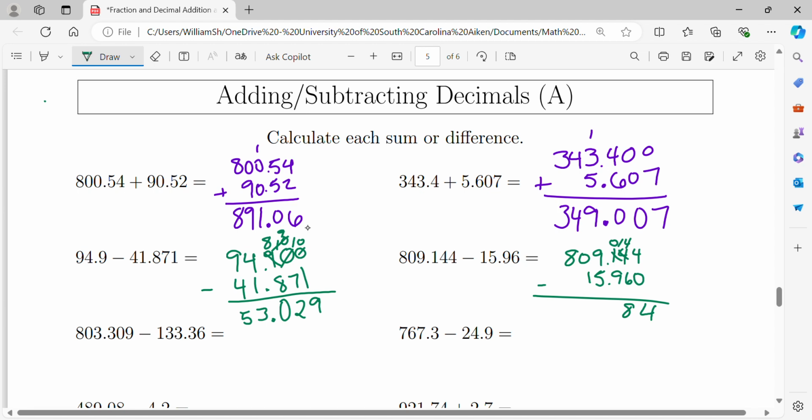I can't subtract 0 and 9 here because 0 is too small. I need to borrow from this 9. I'm going to make that an 8. I'm going to turn that 0 into a 10. 10 minus 9 is 1. I'm going to drop my decimal. 8 minus 5 is 3. I can't subtract this 0 and 1 here, so I have to borrow from the 8. Make this a 10. 10 minus 1 is 9. So I'm looking at 793.184. Not too bad.